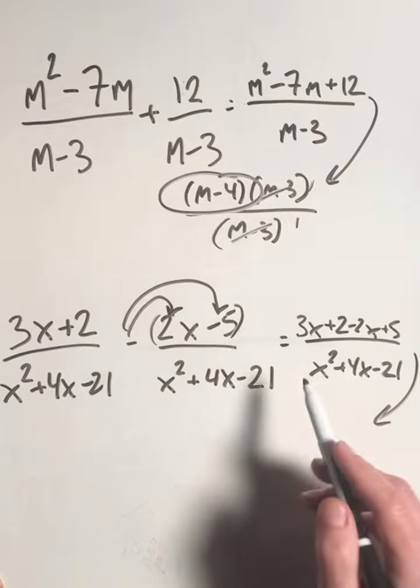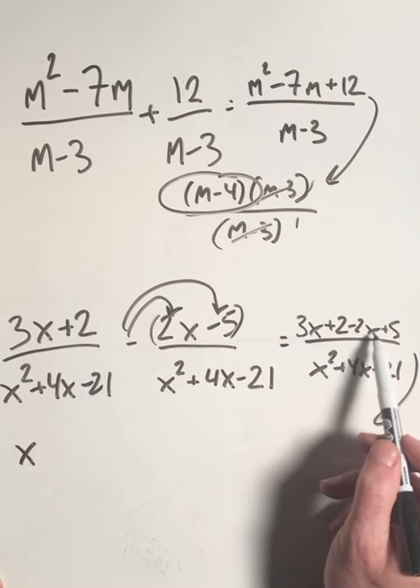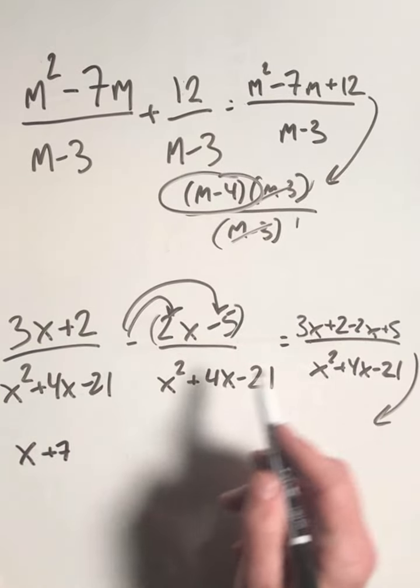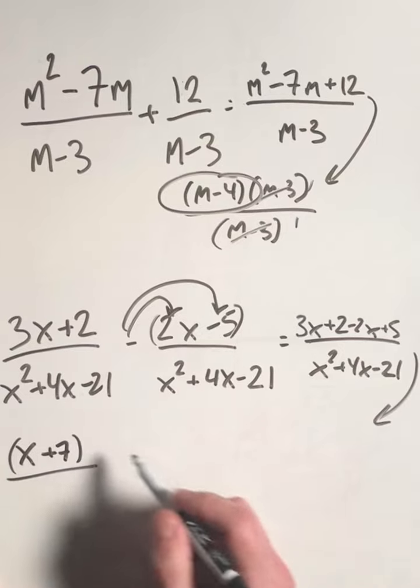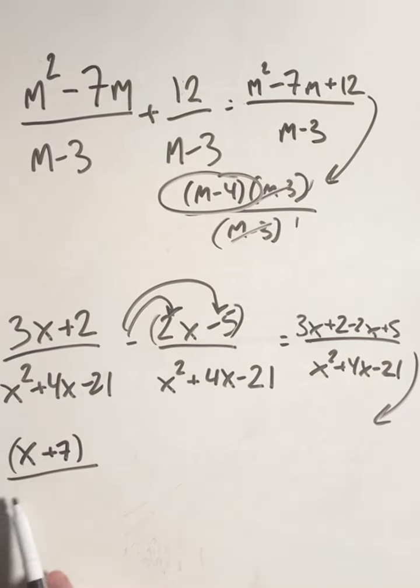So then we can re-express this whole thing. 3x minus 2x would just be x. Plus 2 plus 5 would be plus 7. So my numerator up here is just x plus 7. The denominator we can now factor. We're looking for an x plus 7 as one of the factors in here.